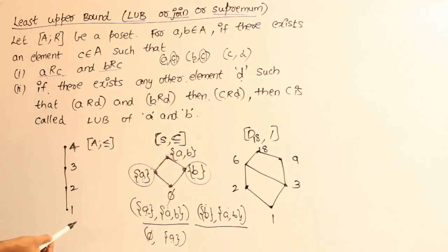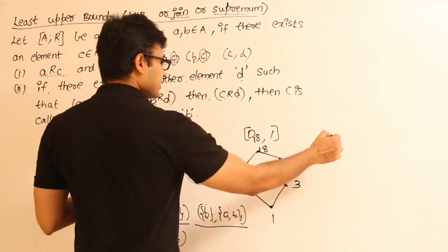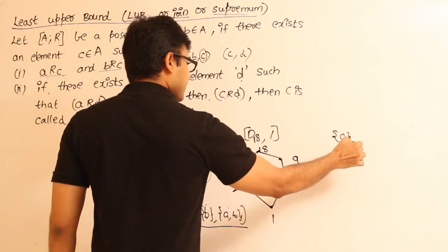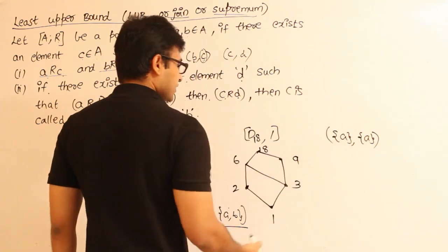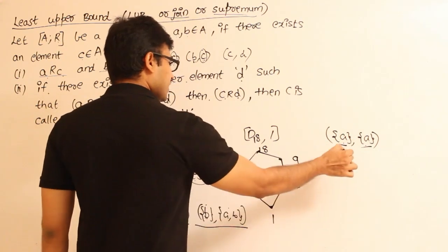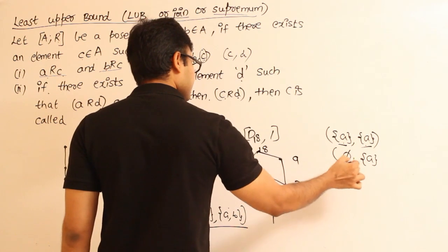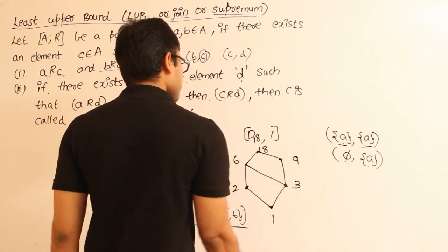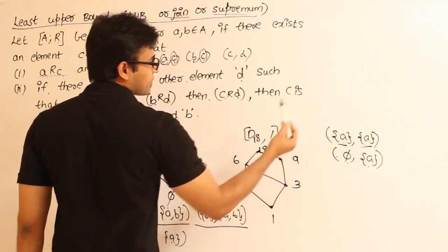So how did we get it? Because in the relation you will definitely see the elements like this. One element is A and A. Why? Because of the reflexive property, right? A is a subset of A. Therefore, A is related to A, as well as you will see phi and A. Right? Therefore, phi is also related to A. Both these elements are related to A, isn't it?